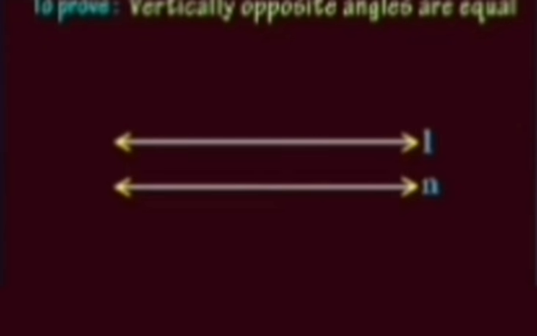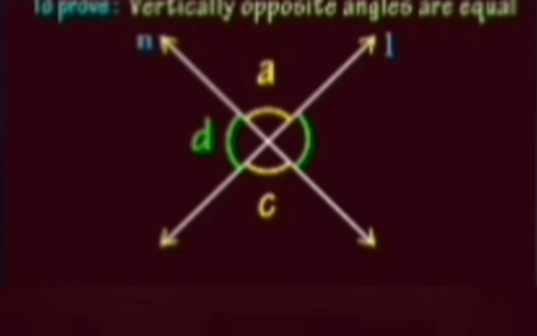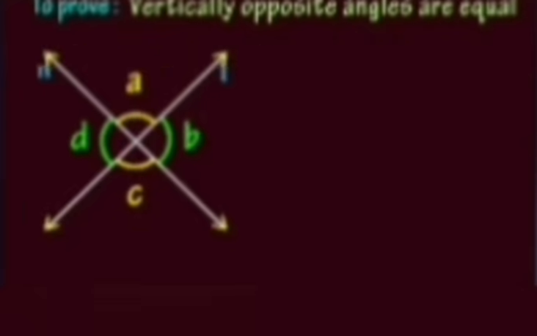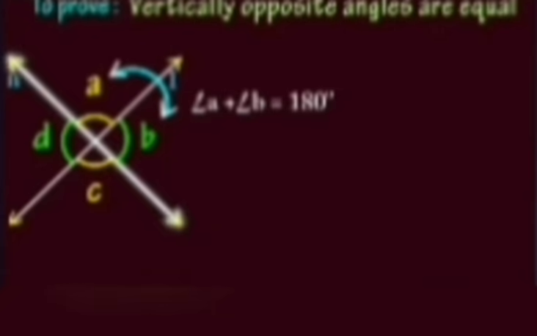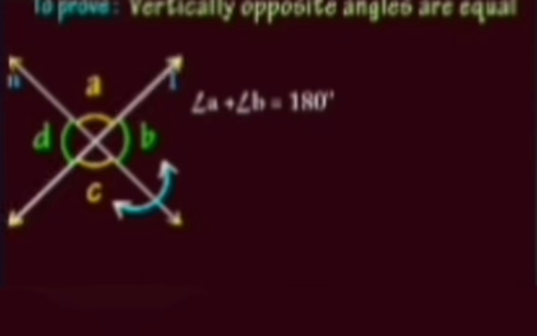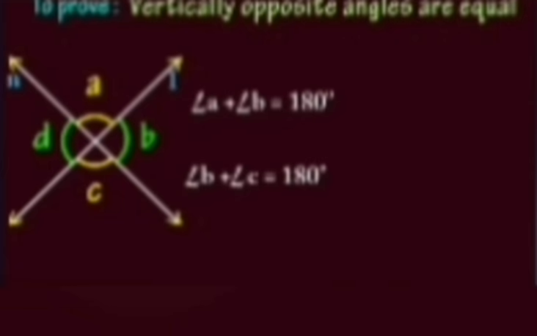Now can we prove that the vertically opposite angles are equal? So here also we can name the angles as A, B, C, D. Now A plus B is how much? It is 180. B plus C is how much? It is also 180 degree. Now we can equate the two equations. So A plus B will be equal to B plus C.